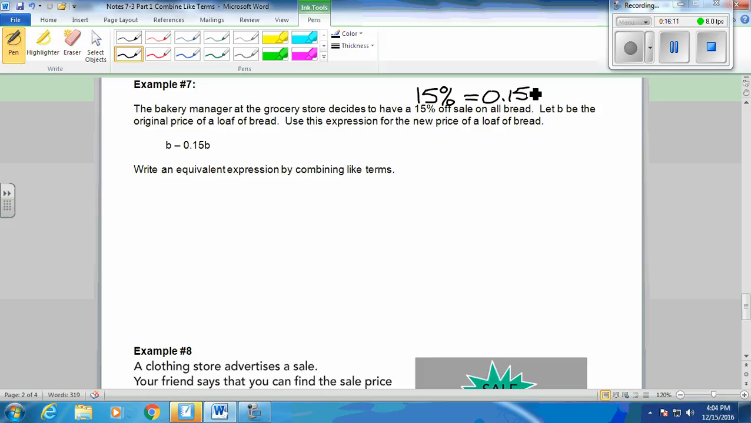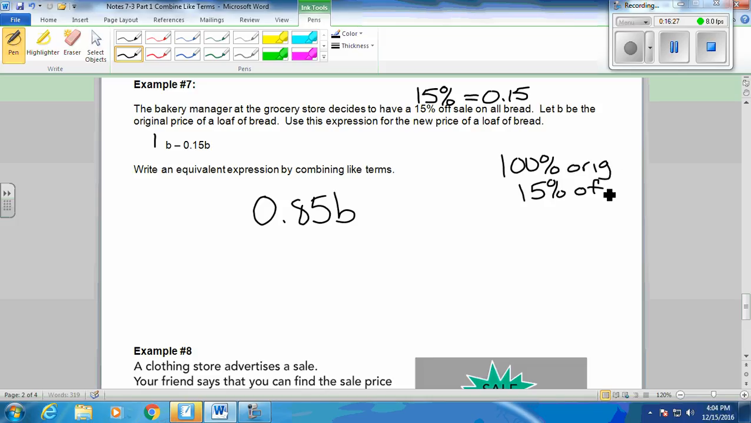Again, there is a 1 in front of that B, so 1 minus 15/100ths is 85/100ths B. How you are used to seeing this is that if you had 100% as the original amount, we're taking 15% off, so we're subtracting, so we're actually paying 85% of the original. Go ahead and do number 8.